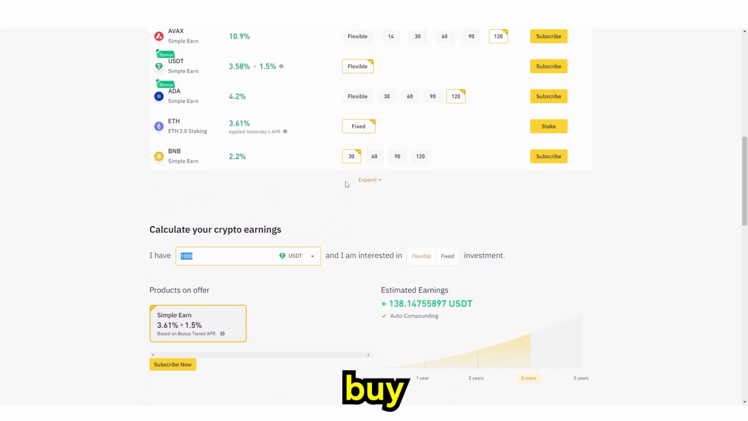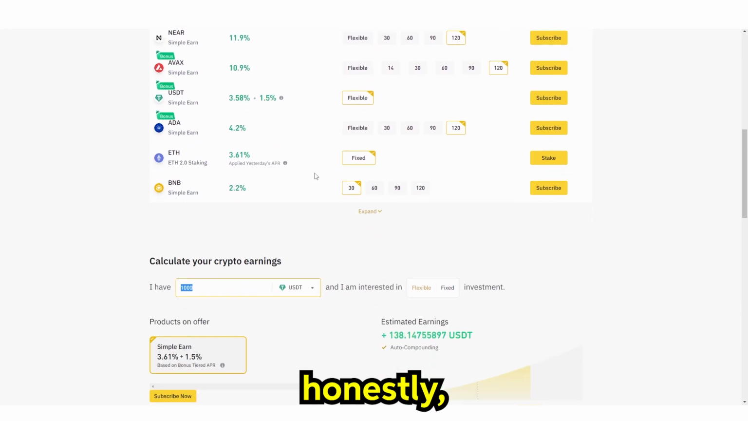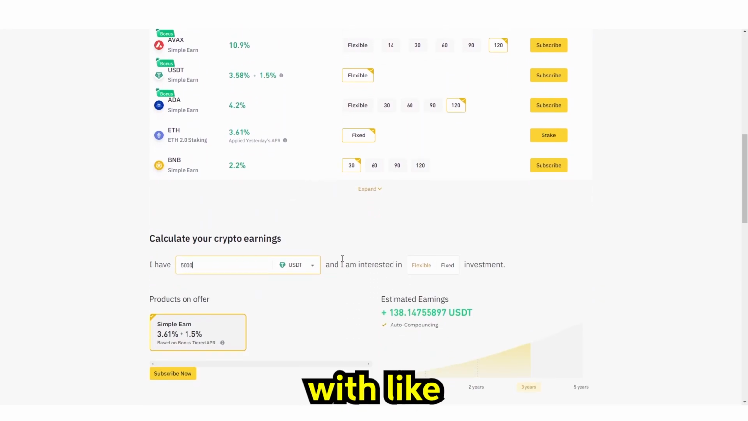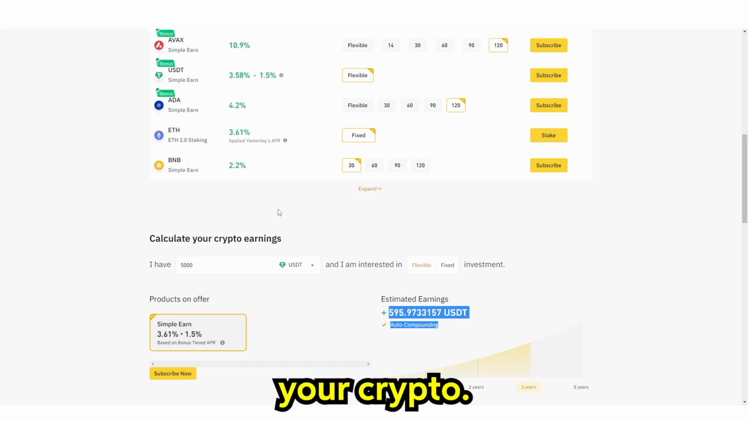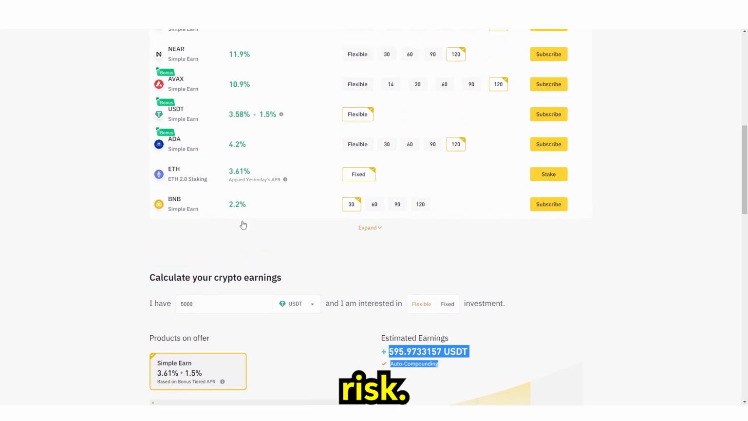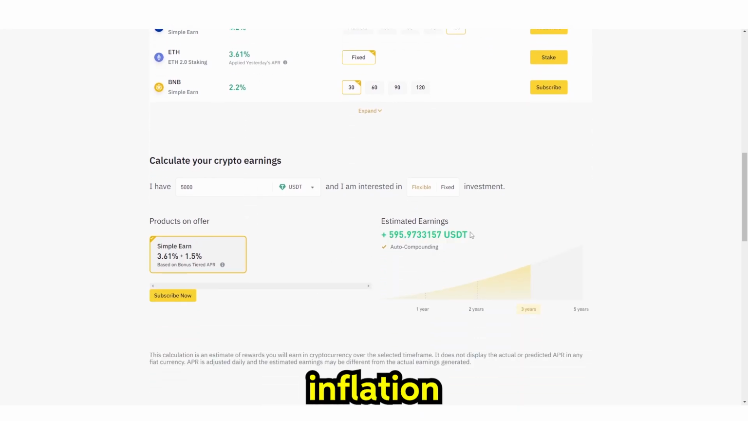I know a lot of people want to buy nodes. I know a lot of people want to trade. But honestly, guys, if you've got some spare USDT sitting in an account, maybe you don't want to trade this year, just earn a free $600. Convert it from your crypto. This is like low risk. And like I said, it just keeps up with the base inflation rate. You earn $600.